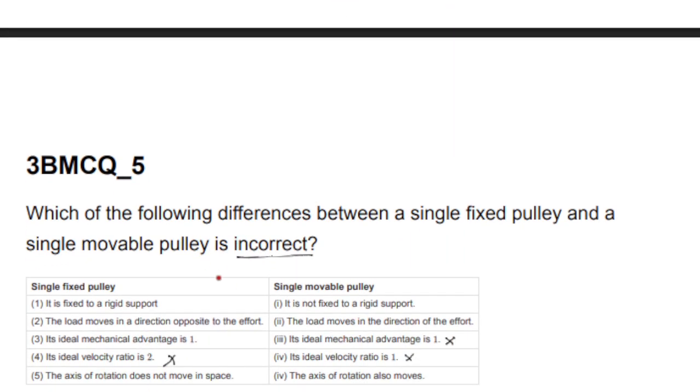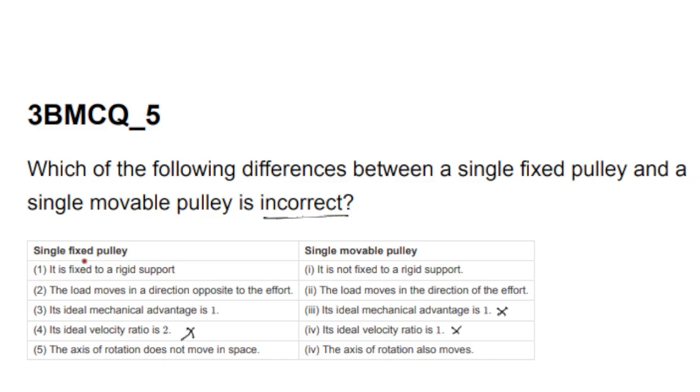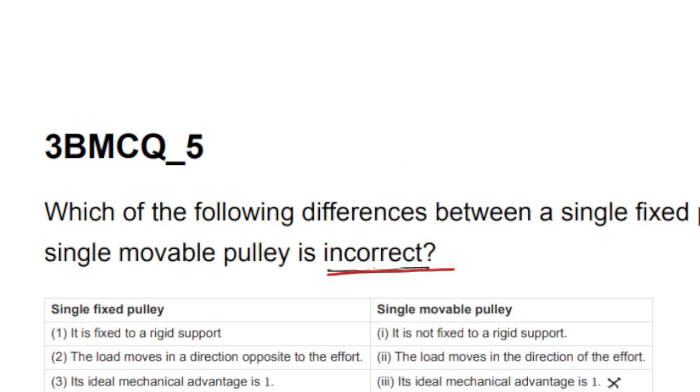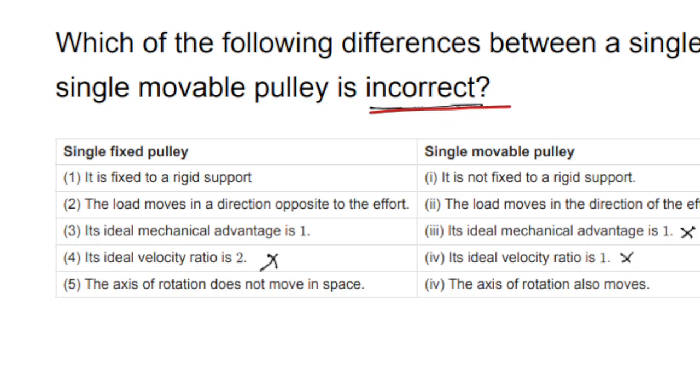Which of the following, let me zoom in a bit. What they are asking is they have given details about a single fixed pulley and a single movable pulley, and which of the following between a single fixed pulley and a single movable pulley is incorrect. So we have to find the incorrect one. It is very small, so let me zoom in so that you can see it properly. What are the options?